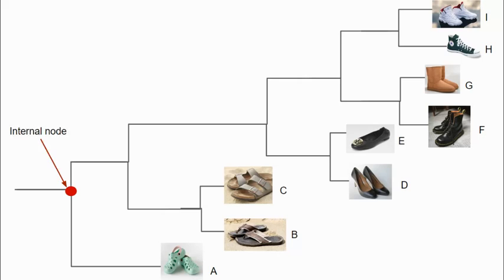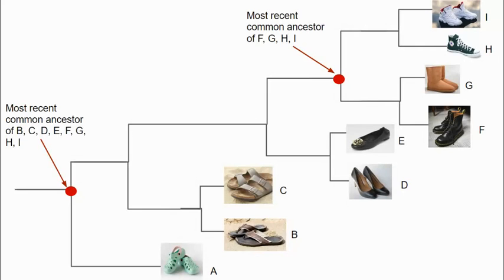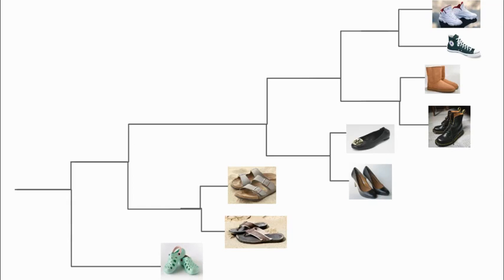The most recent common ancestor of each of our shoes can be identified at each of the internal nodes, right here and here. So let's start at the root and see what you might like.